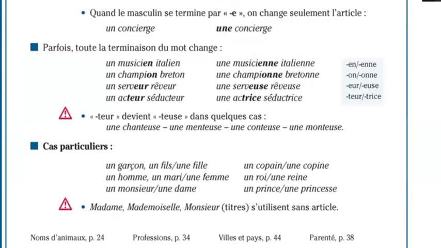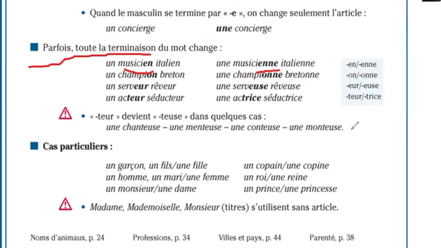Now let's look at this section on your screen together. It says parfois, toute la terminaison du mot change. Take, for example, un musicien, a musician, ends in en. You have une musicienne. The n is doubled before adding the E. So we double the consonant for those kinds of words. The next one is champion. Un champion breton, une championne bretonne. So you see, you also double the N before you add the E.